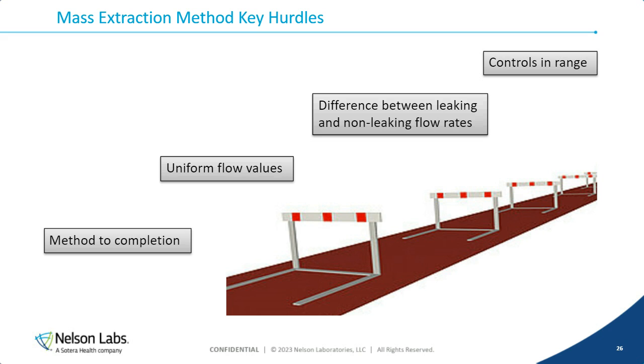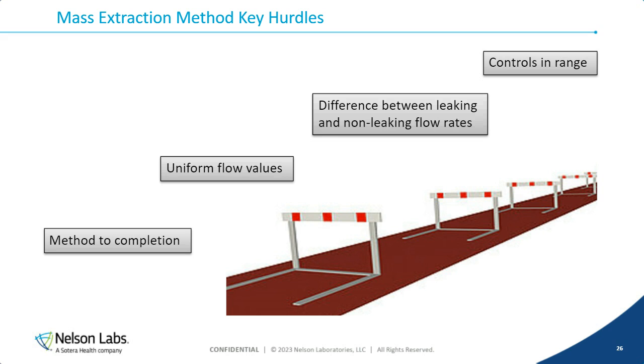Once I've gotten that, I also need to look to see if I have a difference between leaking and non-leaking flow rates. If I have a wide spread between the good and the bad parts, I might have overlap. And then I can't really set a good pass-fail threshold because I don't have space in between where there's a definition of these are the good ones and these are the bad ones. It gets kind of gray and murky in the middle where this may or may not be good. So I need some good separation between the leaking and the non-leaking flow rates.